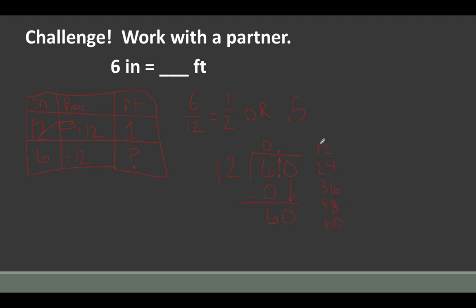If you need to write these factors out when doing long division, please do so. Don't think that you're going to get in trouble for this. This is simply a resource in helping you. If you need it, please do it.